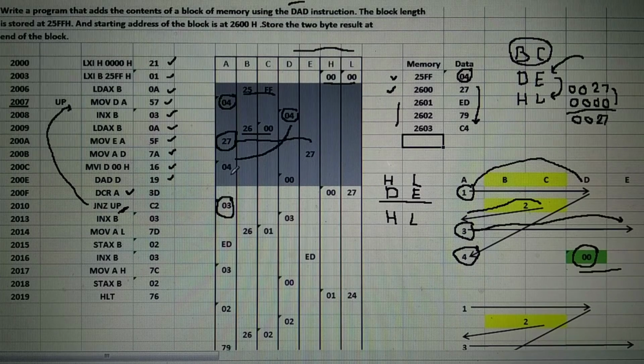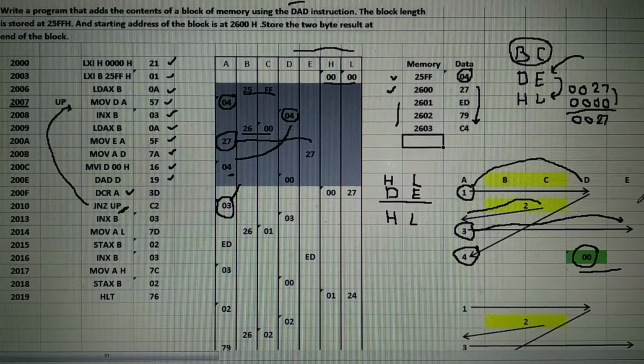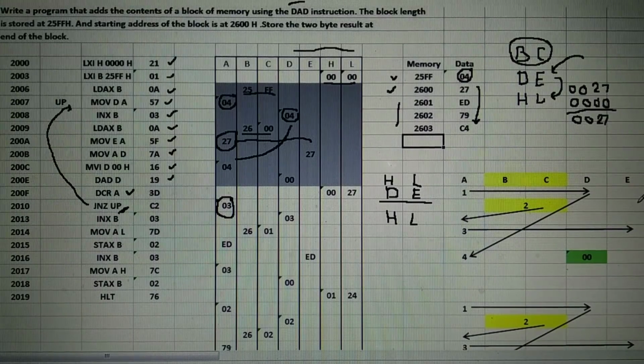After adding the content of DE with HL, the counter should be decremented by 1. The counter is in register A, it gets decremented by 1. When it is not equal to 0, the same set of instructions I explained just now is to be performed again. That means whatever the number is in the accumulator, that is the counter, it is taken to D.